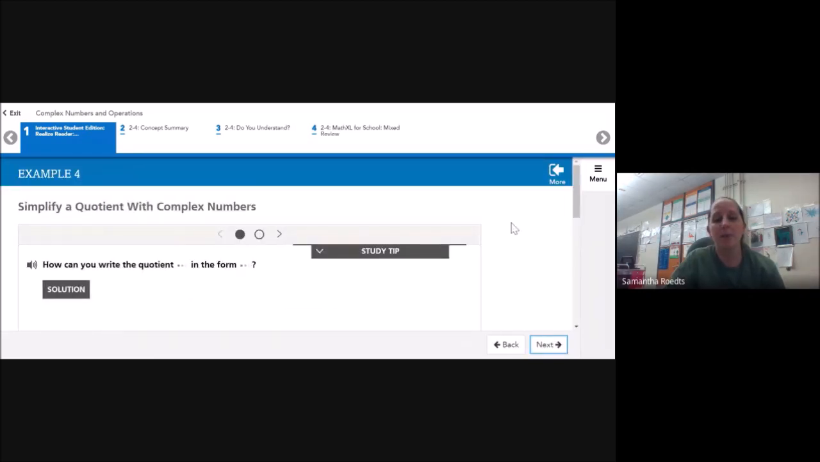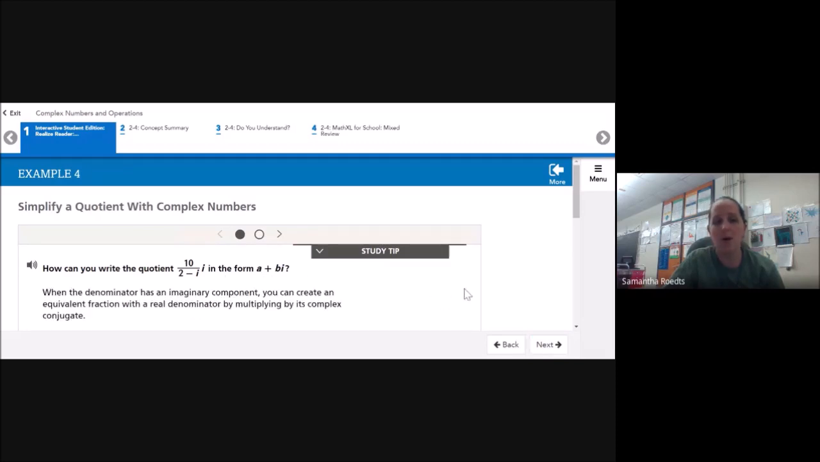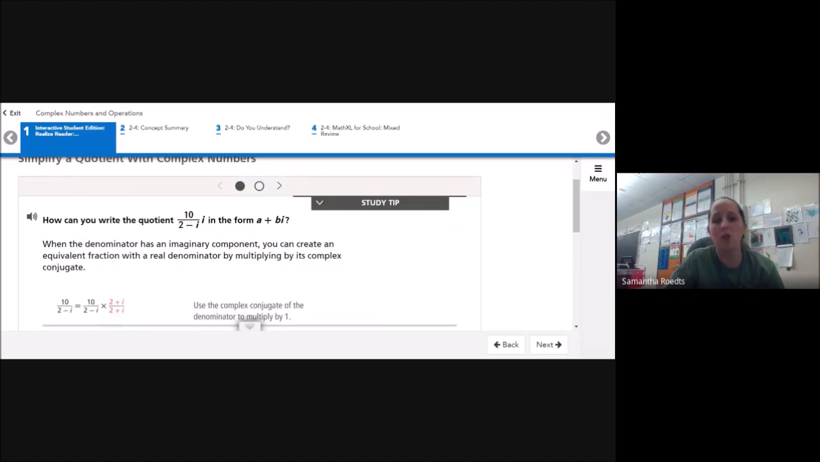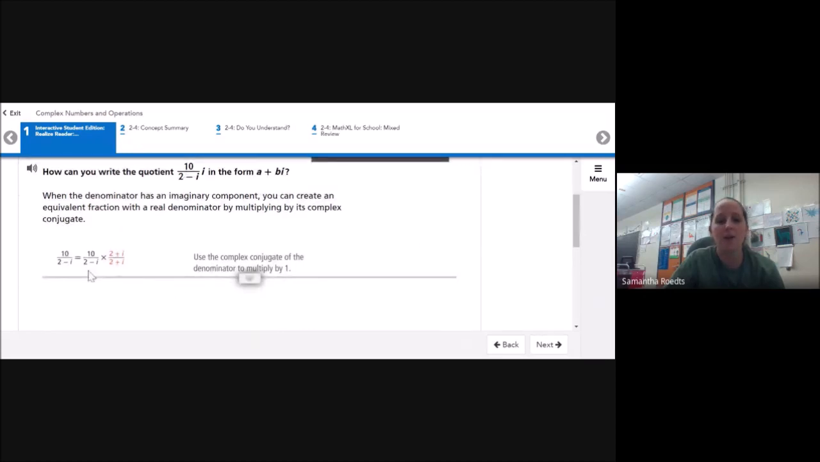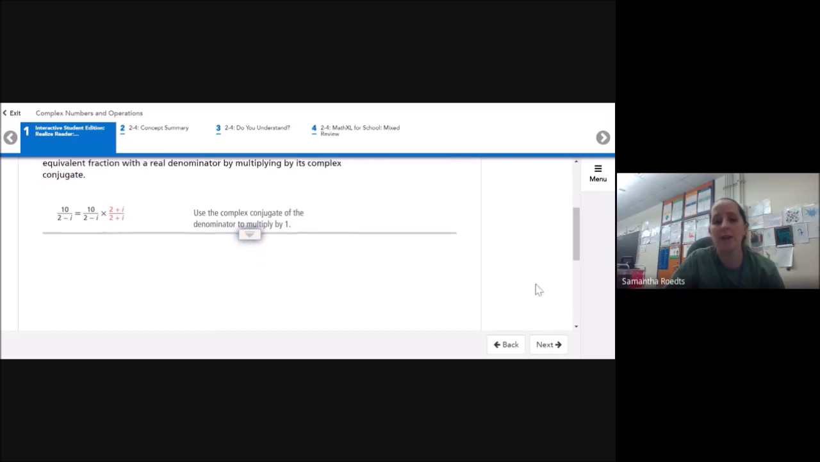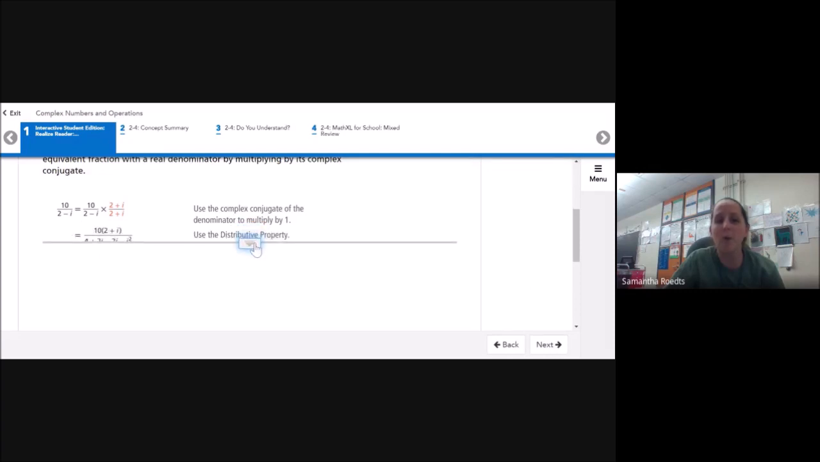All right, example number 4, simplify a quotient with complex numbers. How can you write this quotient 10 over 2 minus i in the form a plus bi? When the denominator has an imaginary component, you can create an equivalent fraction with a real denominator by multiplying by its complex conjugate. So 10 over 2 minus i equals 10 over 2 minus i times 2 plus i over 2 plus i. I use the complex conjugate of the denominator to multiply by 1, so I'm really not changing the value of it. I'm just allowing myself to have easier access to a denominator.